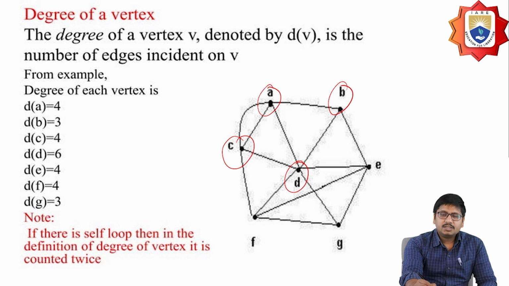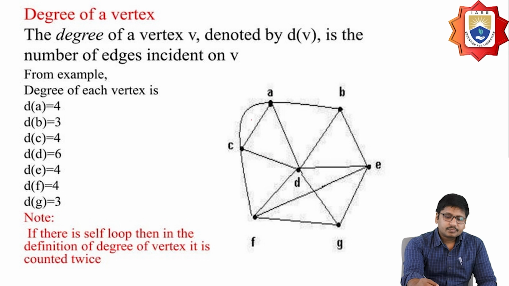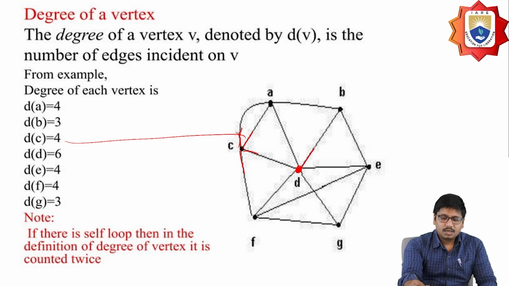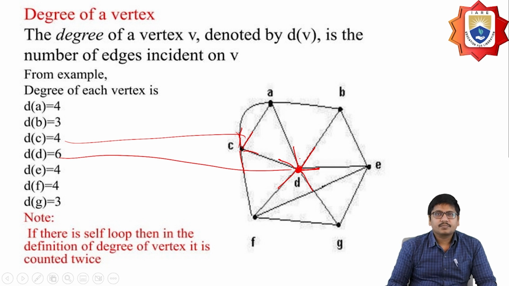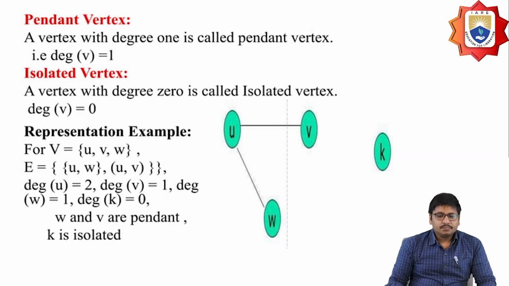That means the number of edges connected to the vertex is said to be the degree of the vertex. So if I select C, how many edges are connected? 1, 2, 3, 4. That's why the degree of C is equal to 4. If I consider D, how many edges are connected? 1, 2, 3, 4, and 5. That's why the degree of vertex D is 6 here. Like this, we can consider the degree of a vertex.